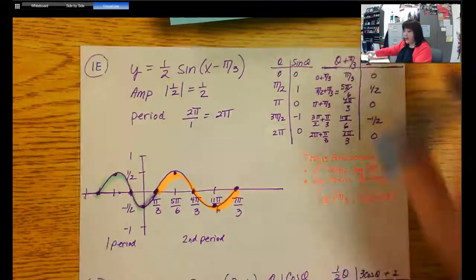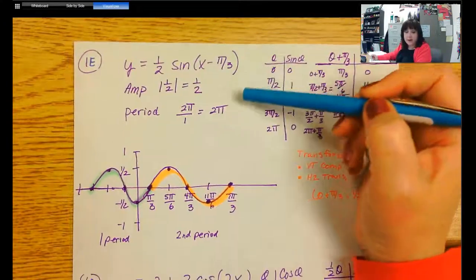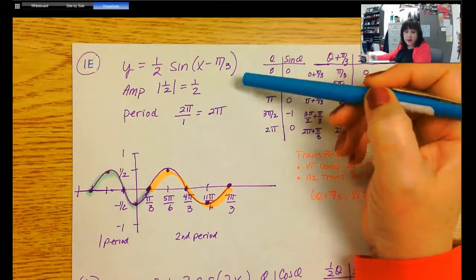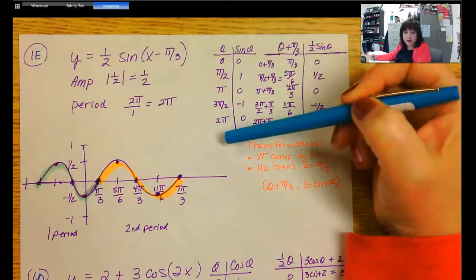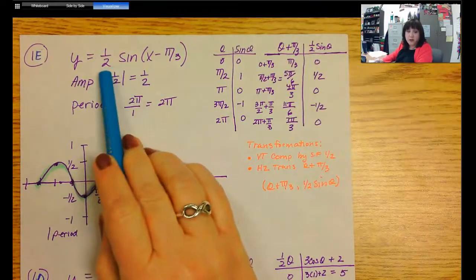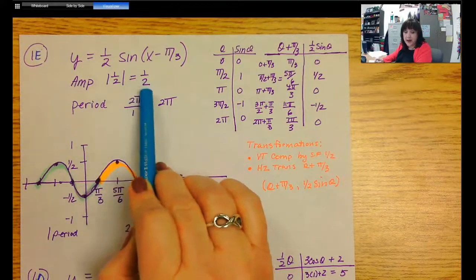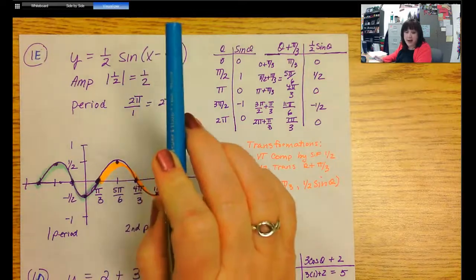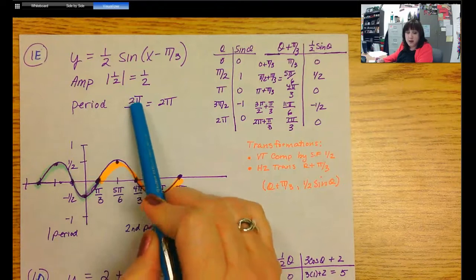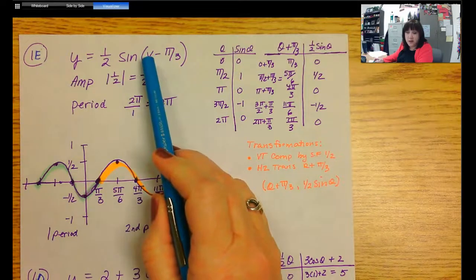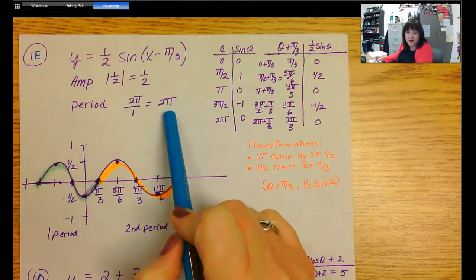All right, then we have 1e. On 1e, we have y equals 1/2 sine of x plus pi over 3. So a couple of things. We're back to sine graphs, so we want to be sure that we're using the sine parent function. Our amplitude right here in front is 1/2. The absolute value is 1/2, which means from the center line you go up 1/2 unit and down 1/2 unit. The period for sine is 2 pi, but we only have a b value that's 1, so that's really not going to change anything. It's just going to stay the 2 pi that it always has been.